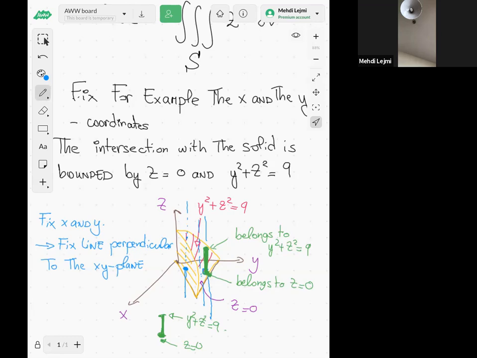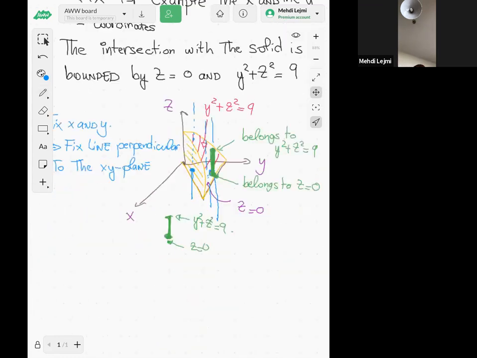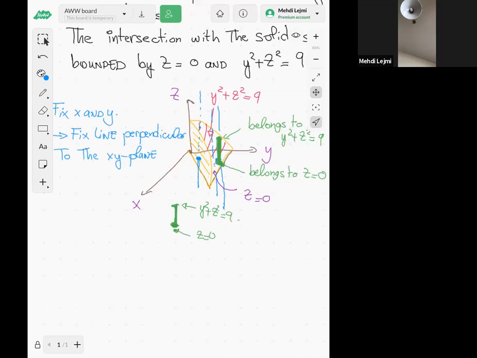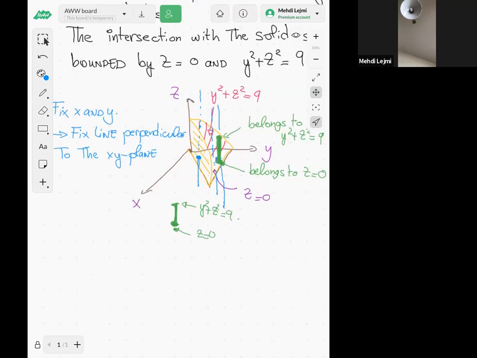Right? So that means that my height z, so I fix the xy, so I'm looking for the height z. So my height z is actually between z equals 0 and this cylinder y squared plus z squared equals 9. Okay, so the height z.